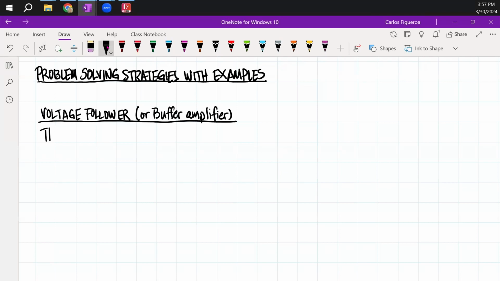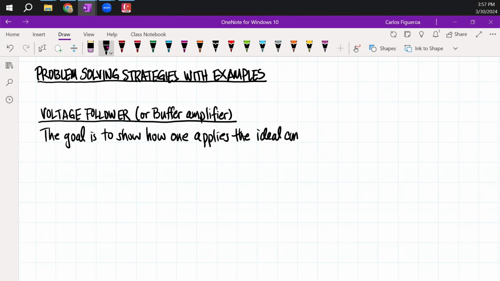So the goal is to show how one applies the ideal conditions of I1, I2 equal to 0, and V1 being equal to V2.